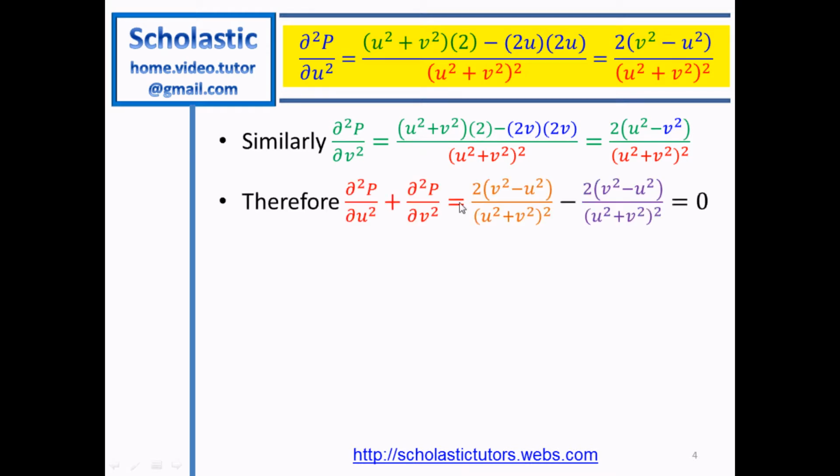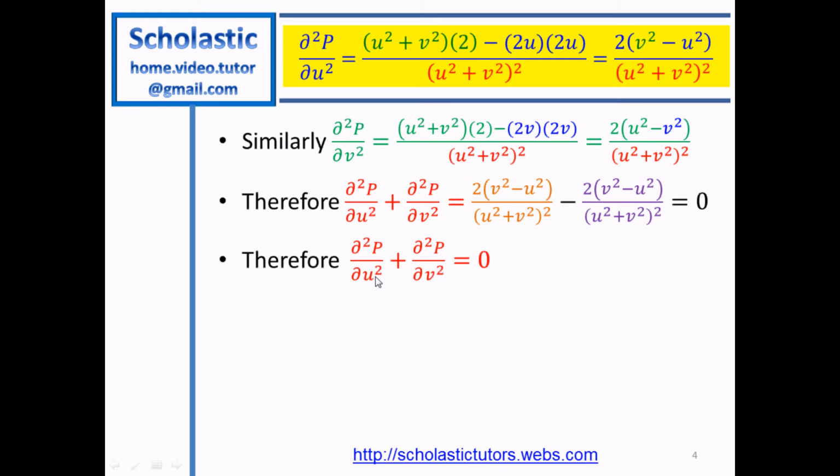Now we need to find the given function, which is the addition of the second successive derivative of P with respect to u and the second successive derivative of P with respect to v. The first one is from here and the second one is from here, but here we have u squared minus v squared. So you take the negative sign out, and we can write it as 2 times v squared minus u squared. So this term and this term will cancel off and you'll end up with a value 0. So basically that's the answer.